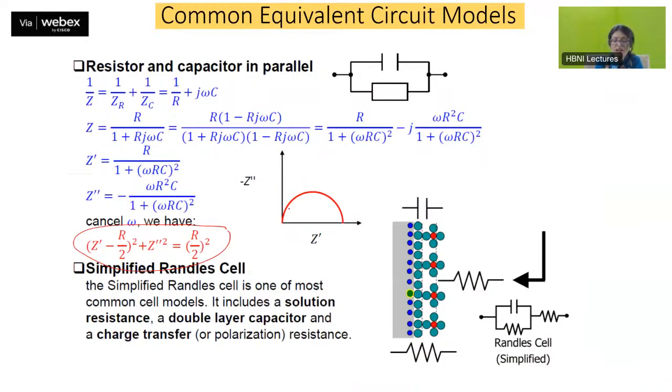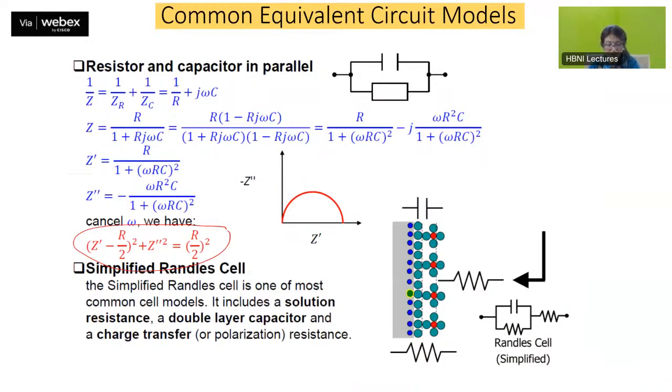So in this case, what you have is a semicircle, a perfect semicircle. Now you can see that this looks more like your EIS spectra. This is nothing but a simplified Randles cell. This is one of the most common cell models. It includes a solution resistance, a double layer capacitor, and a charge transfer or polarization resistance.